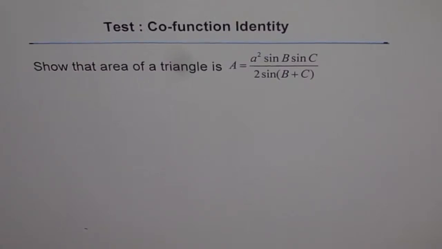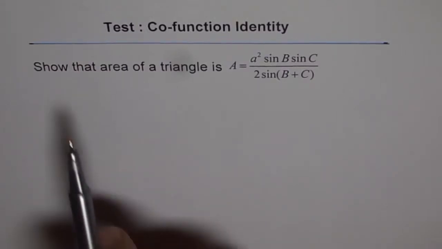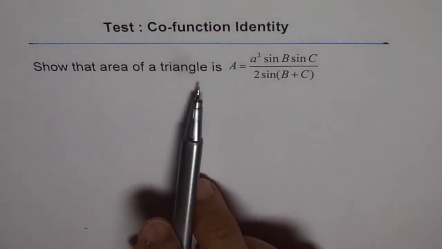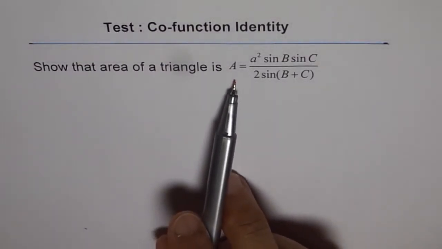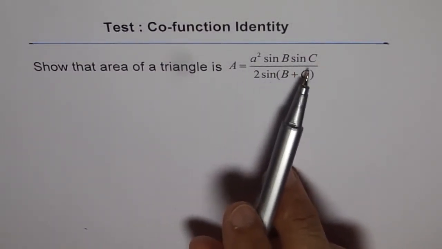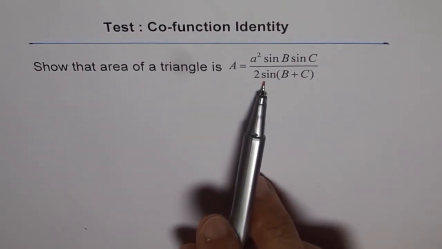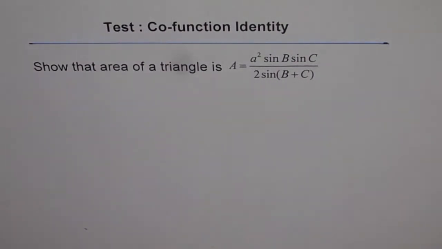Test cofunction identity. Show that the area of a triangle is A equals a squared sine B sine C divided by 2 sine (B plus C). Now this is a very good question, kind of difficult. So let's try to understand this problem.